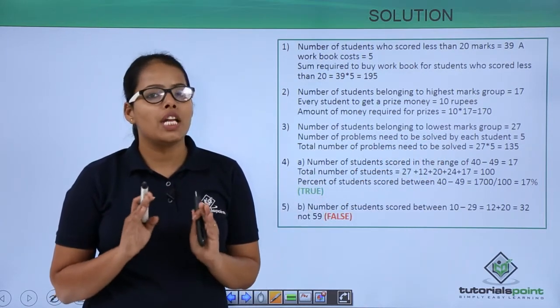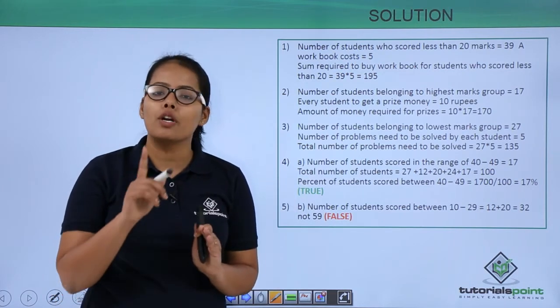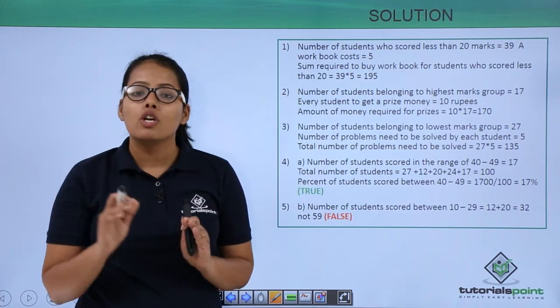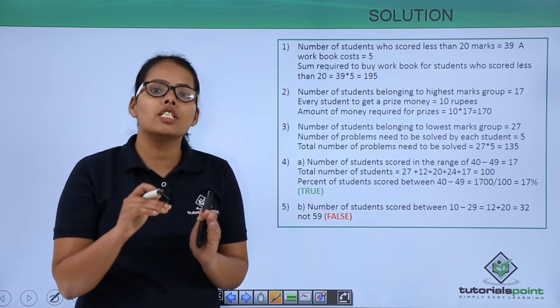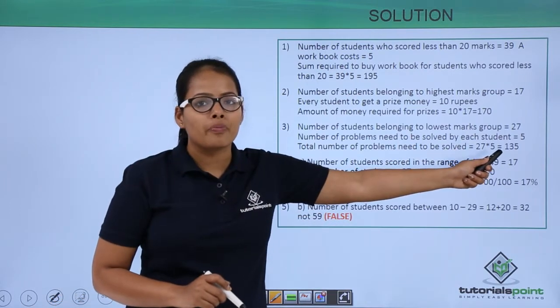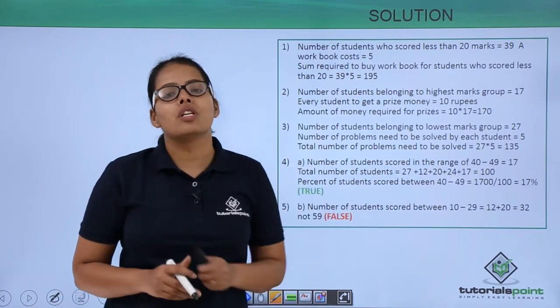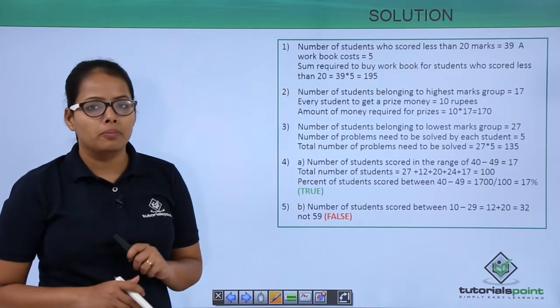So there are 27 students, and the number of problems to be solved by one student is equal to 5. So the total number of problems to be solved by 27 students will be 27 into 5. This product will give you 135. So these are the number of problems which need to be solved in all.